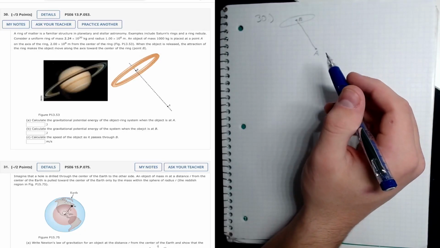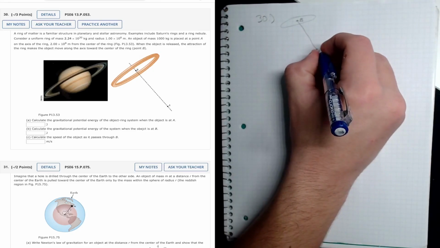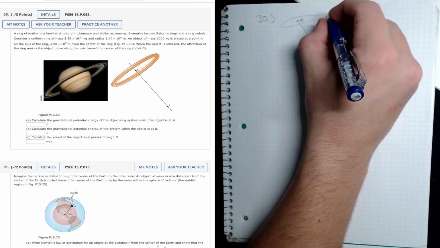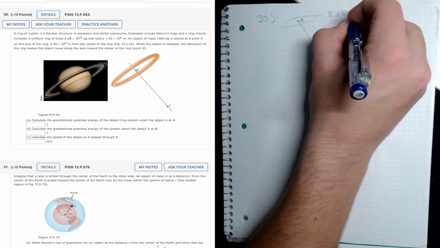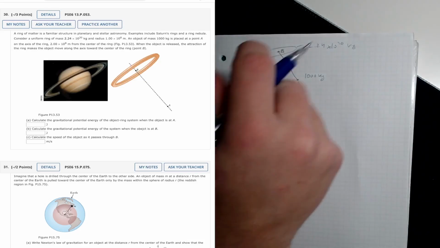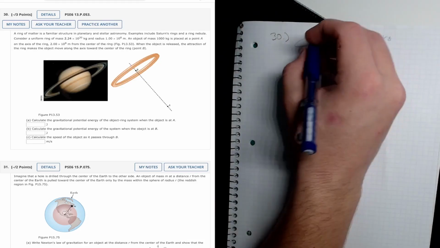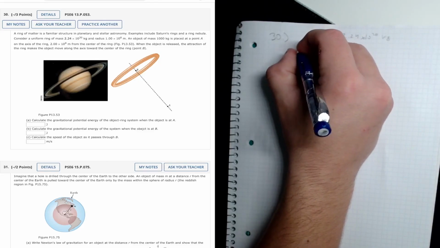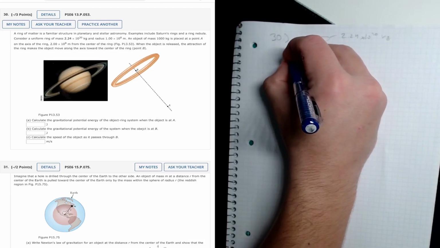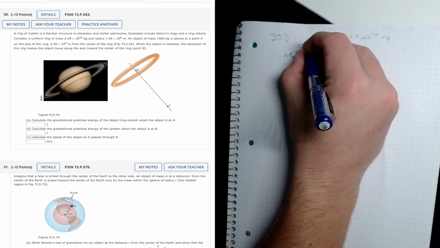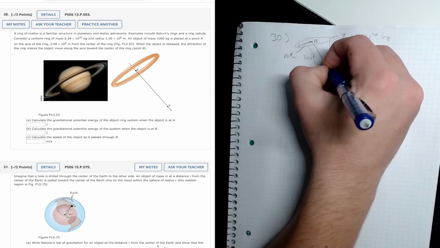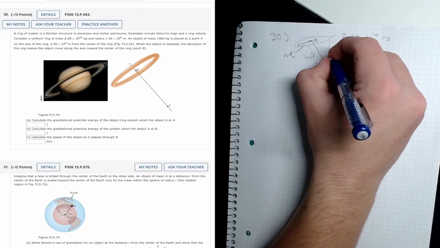So let's do it. All right, so we have an object. Its mass is 1,000 kilograms. The ring has mass 2.24 times 10 to the 20th kilograms, radius 10 to the 8th meters. And this distance right here is 2 times 10 to the 8. We're going to find this distance R right here, because it's the distance from any point.